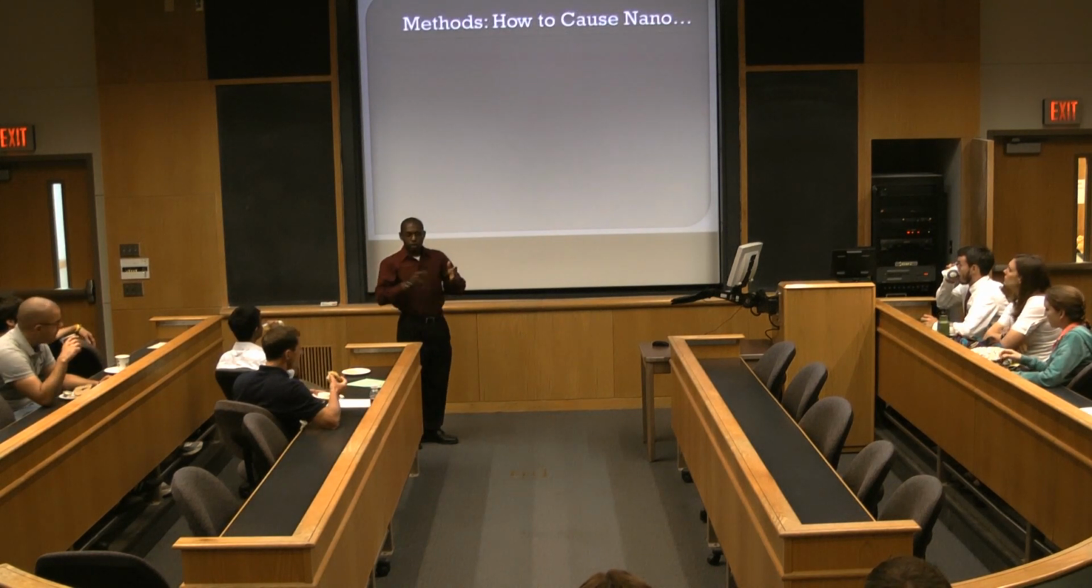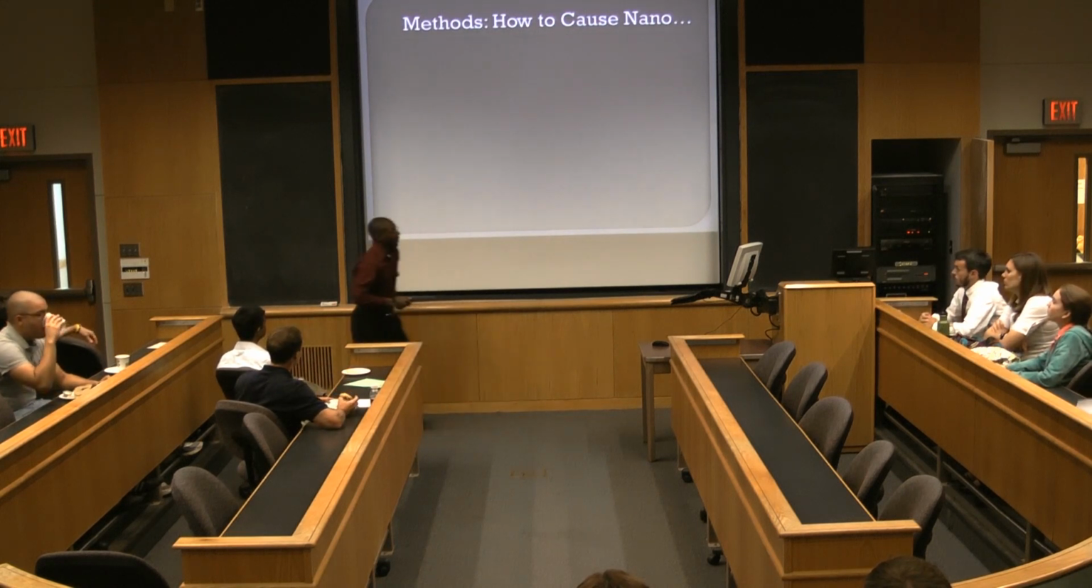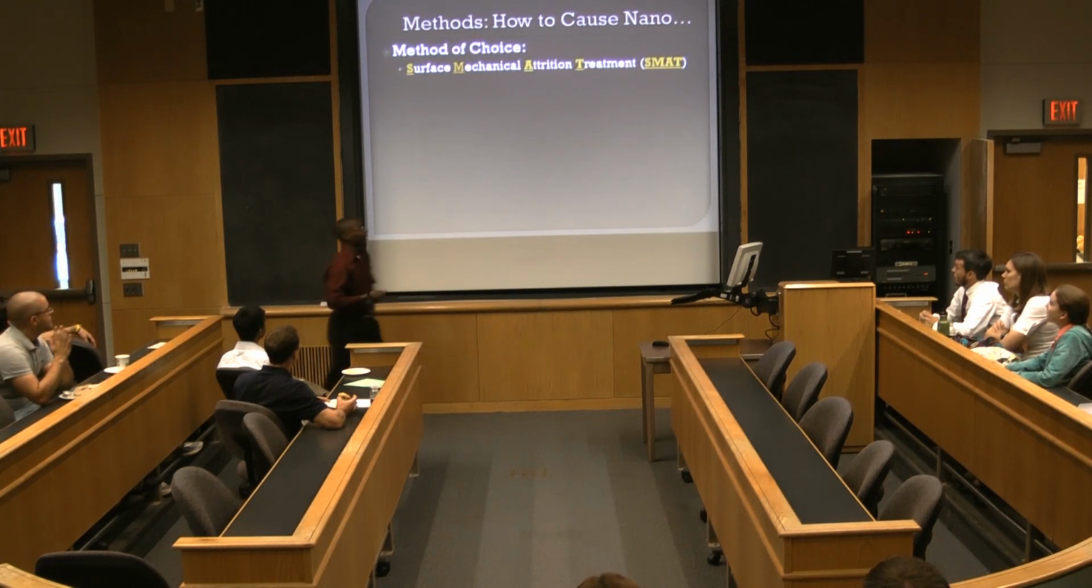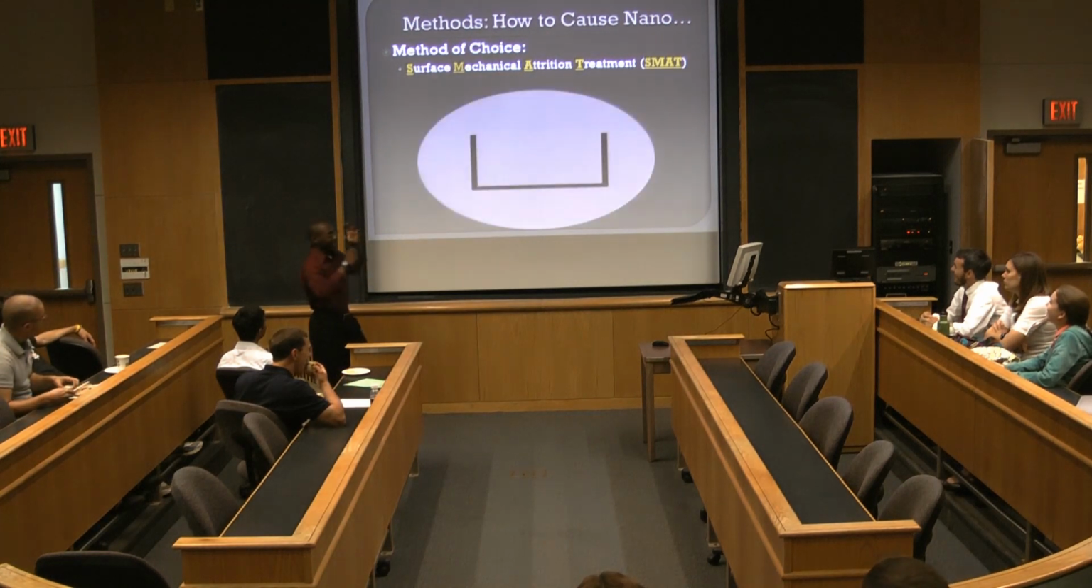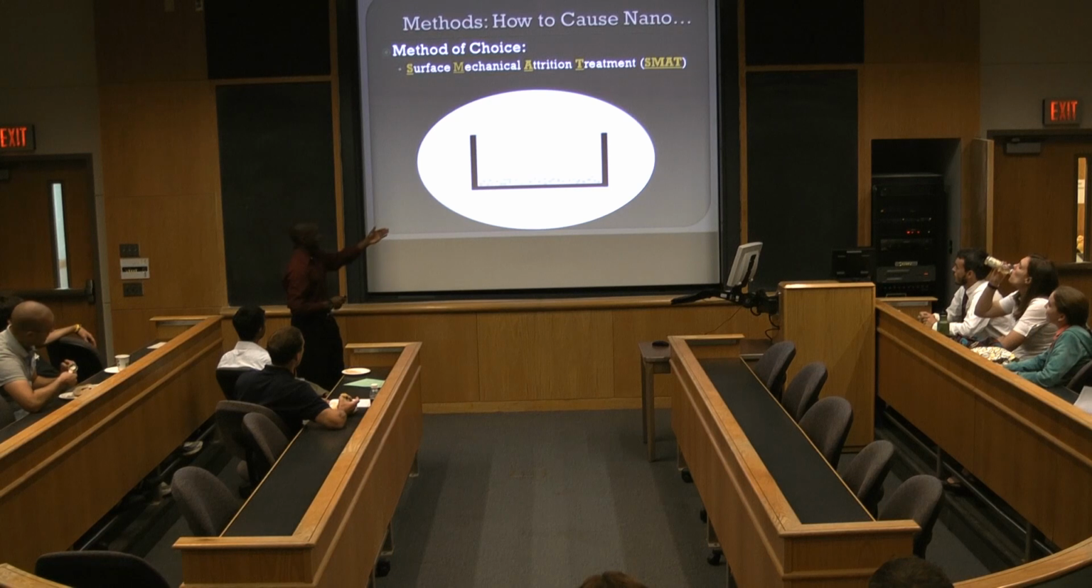Now, how do we cause nanoparticle recrystallization? Well, this is what we do. We use something called the surface mechanical attrition treatment. I call it SMAT because I'm cool. Now, over here, imagine an open metal box. Now we have this open metal box, and we throw some 6 millimeter in diameter balls inside of that box.